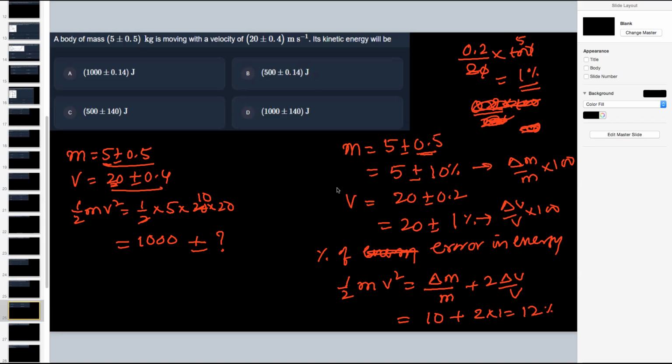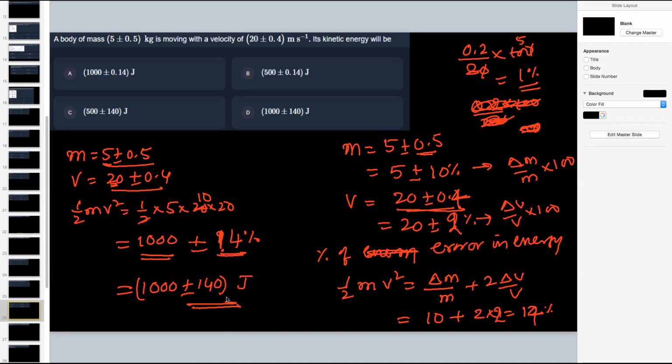But in your problem, it is given 20 plus or minus 0.4, not 0.2. If it is 0.4, how much is it? 2%. Now this is 2%. So it is 14. So here the question mark is 14%. Now 14% of 1000, how much? 1000 plus or minus 140 joule. This is your answer.